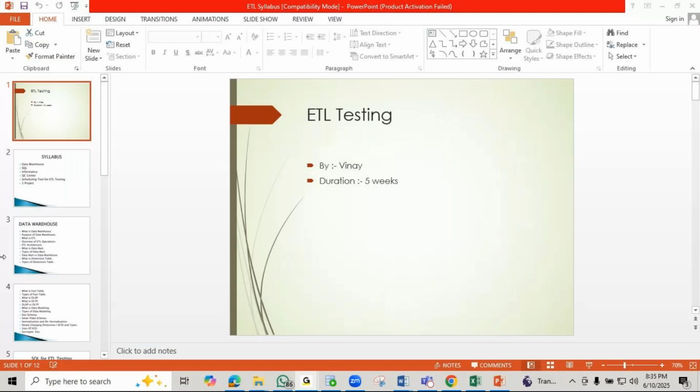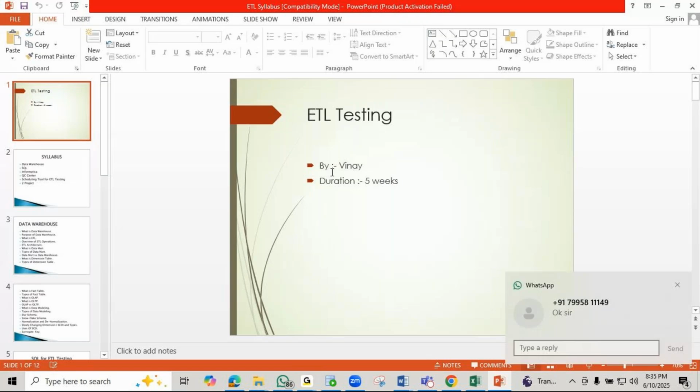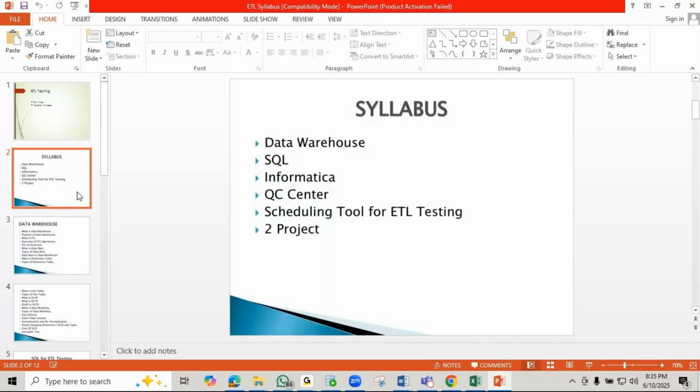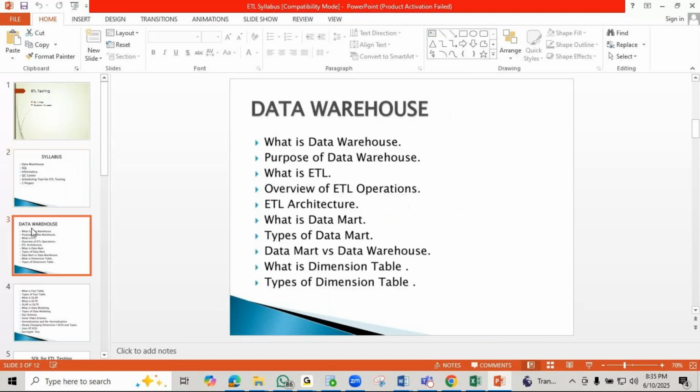Hi, good afternoon, team. So now we are going to continue our class. Guys, yesterday we had started with the introduction part, what ETL is, roles, responsibilities, and so on. And yesterday we had started with the topic called what is data warehouse. Okay, now today we are going to continue the class.